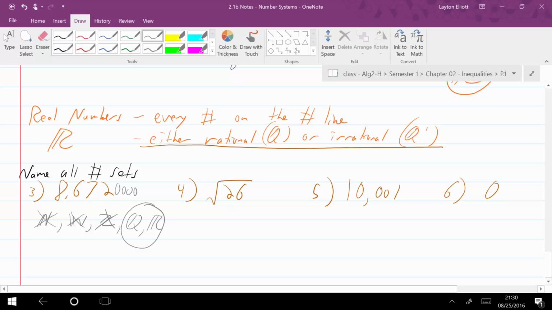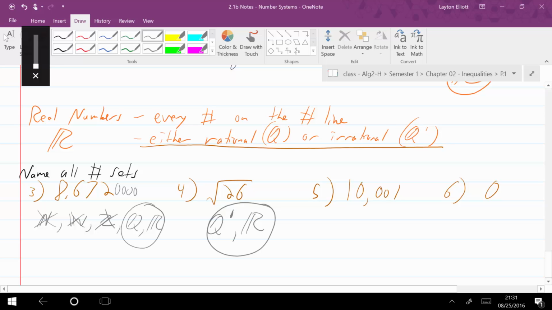Number 4, radical 26 is not a perfect square root, so it is not a rational number. So I'm going to do a Q, but put a prime next to it. But it is a real number because all irrational numbers are also real numbers.